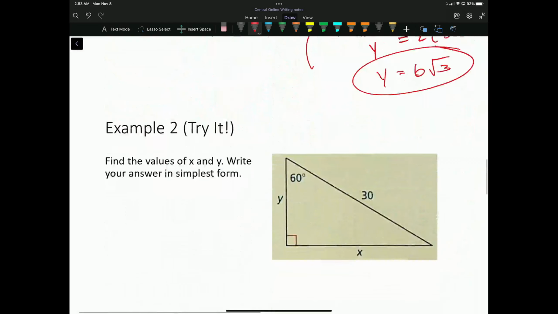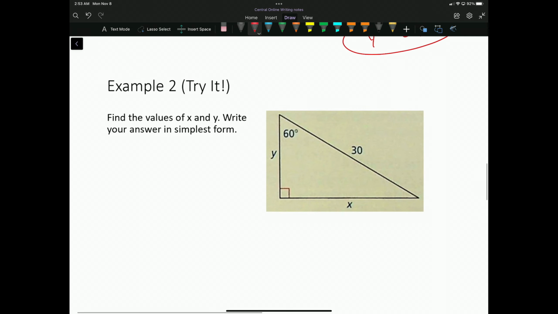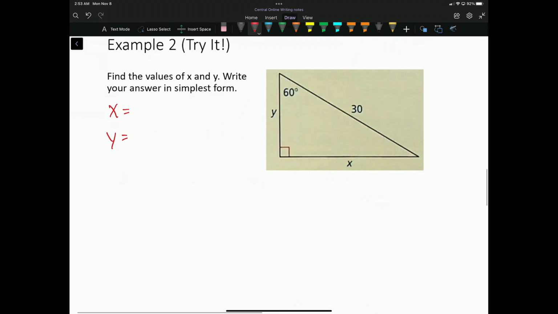Okay. All right, so at this point, I want you to try example 2. Take a second, pause the video, and try example 2, right? You're trying to find the value of x and y. Okay, all right, so again, remember if we're trying to find x, this is going to be my long side, because this is my 90-degree angle. And if this is 60 right here, so this has to be my 30-degree angle. So this is going to be my short leg, here's my long leg, and here is my hypotenuse.